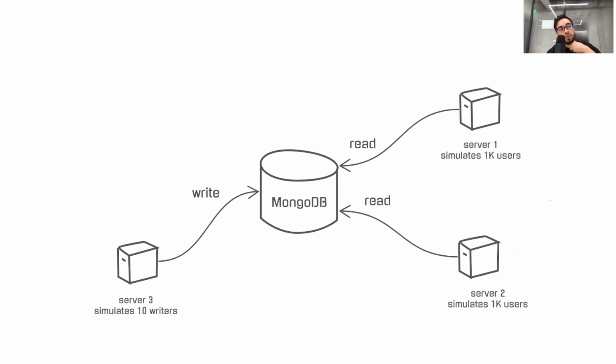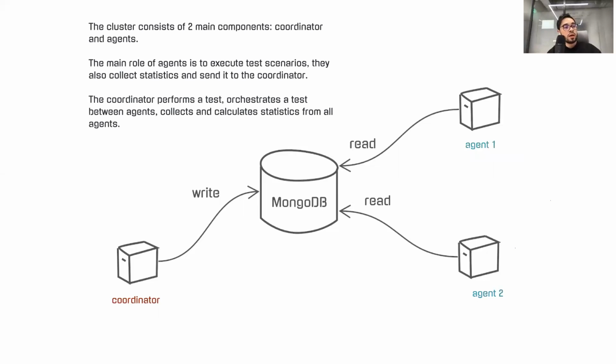Basically, I mentioned MongoDB, you remember? Let's say I want to simulate this workload. We have two servers simulating users, and they are basically sending a lot of read requests, right? And then a third one, in the left corner, sends write requests. So basically, in NBomber, there are two things: coordinator and agent.